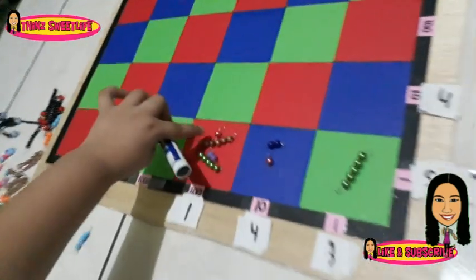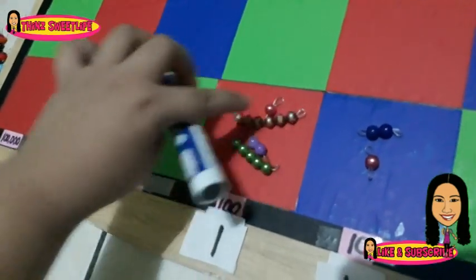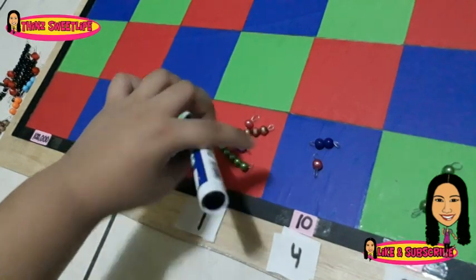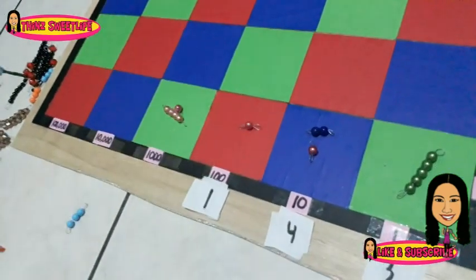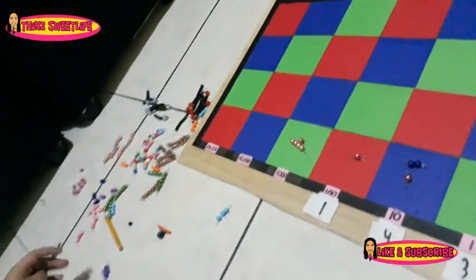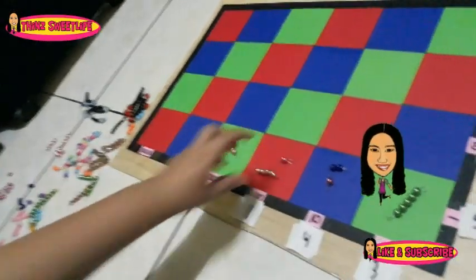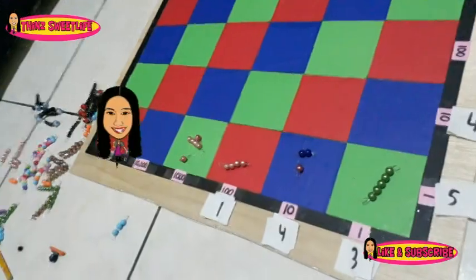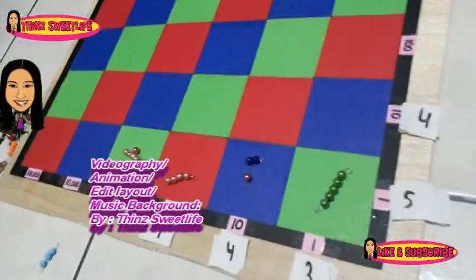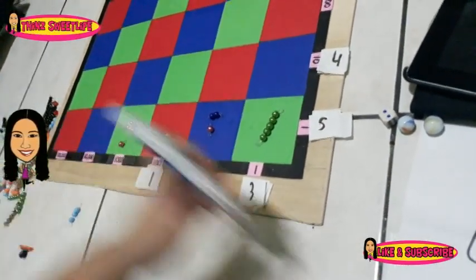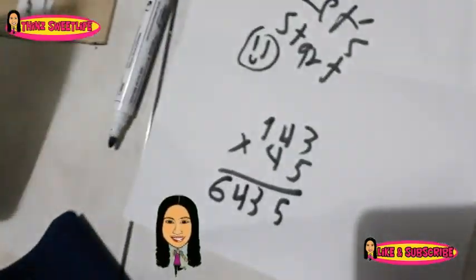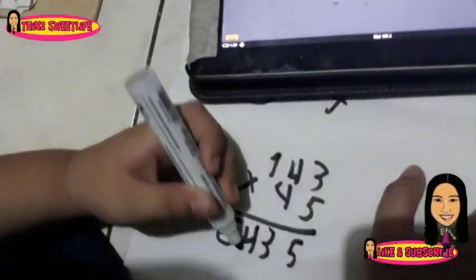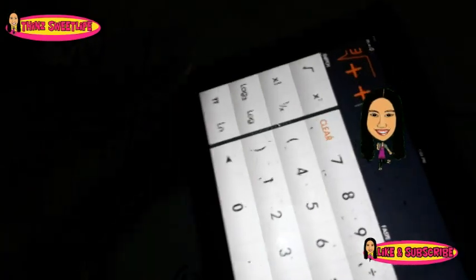1, 2, 3, 4. Wait. You count. 1, 2, 3, 4, 5, 6, 7, 8, 9, 10, 11, 12, 13, 14. Ah, 14. Where's the 4? Did you see? Oh, you didn't remove the 1. You need to remove it. Okay, next. Put 4. And? 1, 2, 3, 4, 5, 6. You check now on the calculator. So what is the product? 6,435.